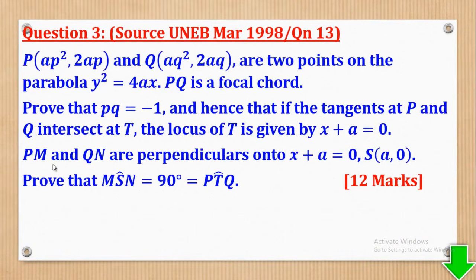So we are done with this. Now we shall go to this other part. They said PM and QN are perpendiculars on x plus a equal to 0. S is the focus. Then prove that angle MSN is equal to 90 degrees and also angle PTQ is equal to 90 degrees.